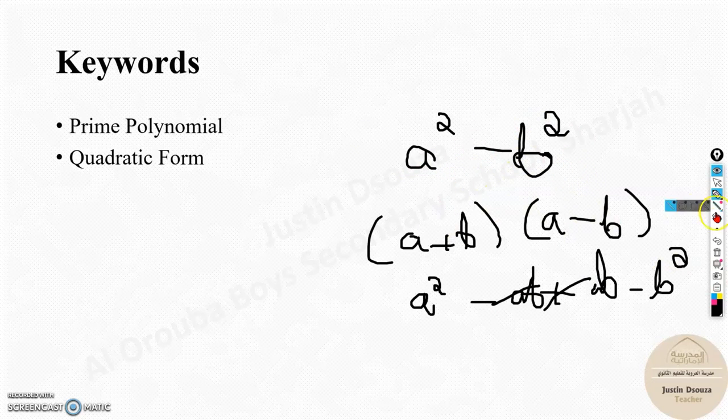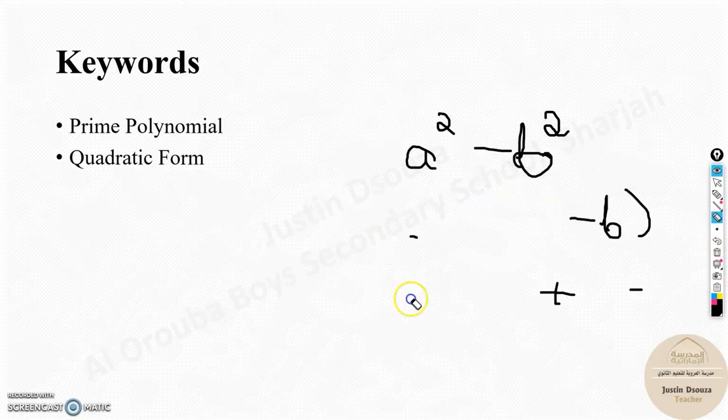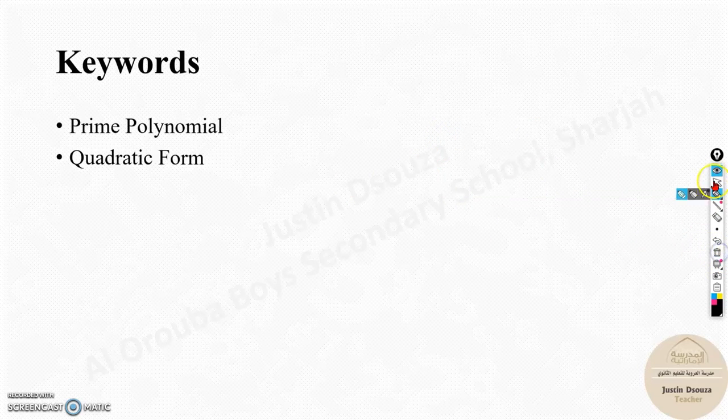This is broken down. Whereas now I will change the same thing to plus, a squared plus b squared. There is no identity known. You cannot split this out. This is a prime polynomial. I hope you understand it: the one which you cannot divide further.